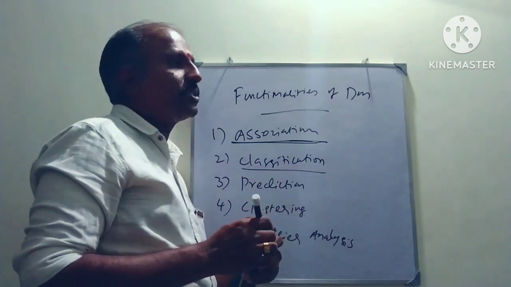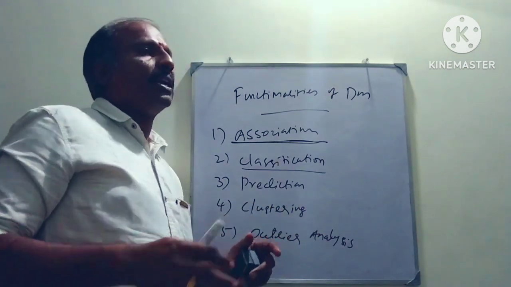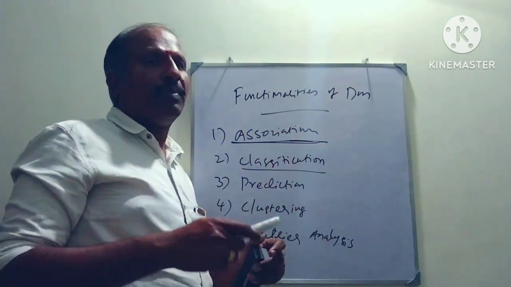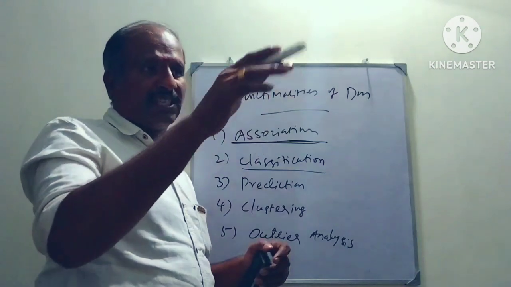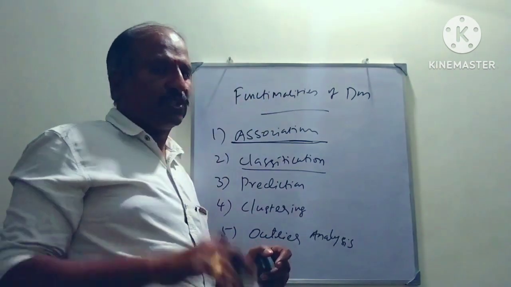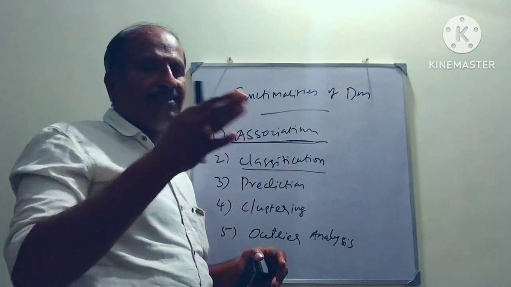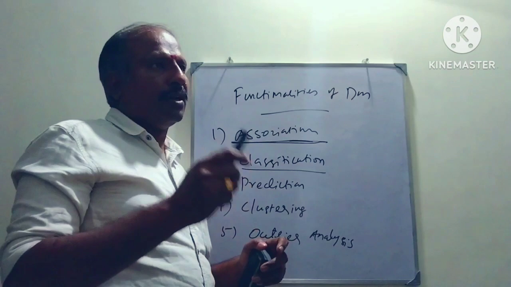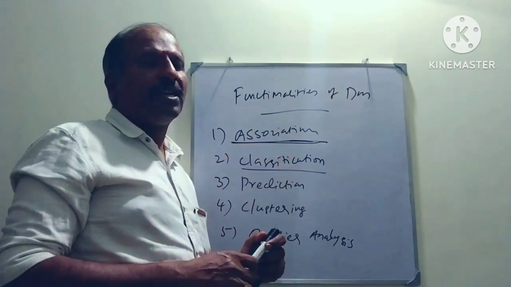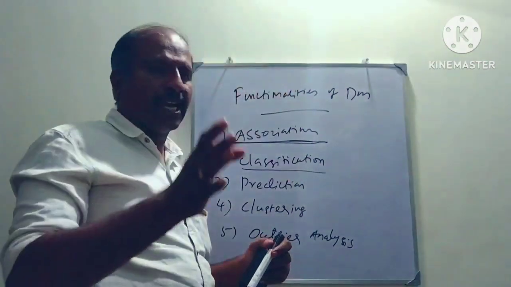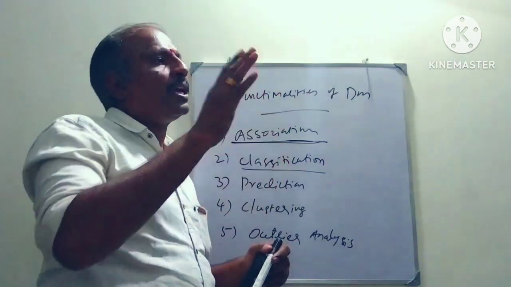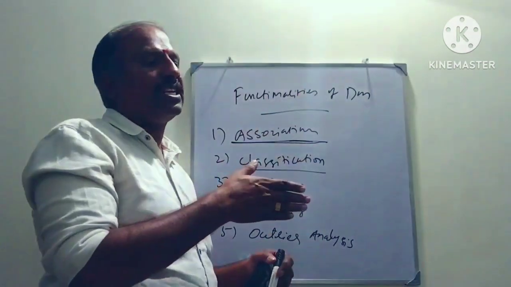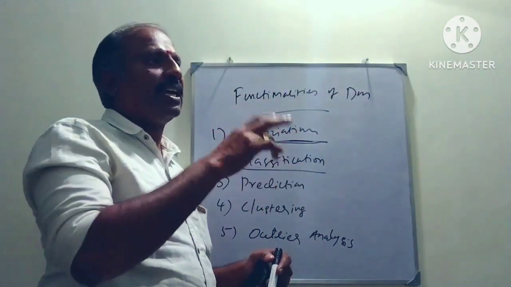Second is classification. Classification means you have to classify the data. You have the data in the data warehouse, and from it you have to classify the data. For example, our class has 60 students, and I want to classify them based on CGPA. Those who got more than 9 come under one class, those who got 8 to 9 come under another class, and those who got less than 8 come under a third class. So class A, class B, class C.